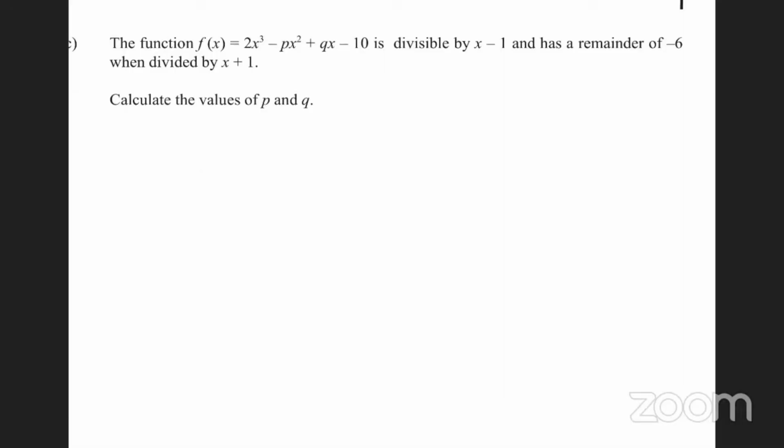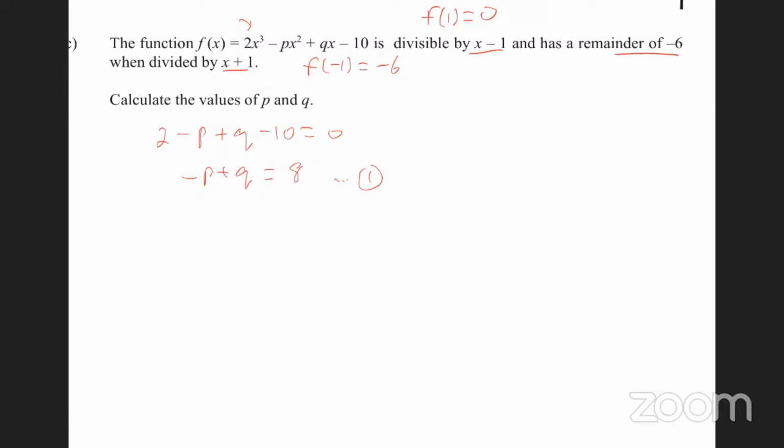Right? So if something is divisible by x minus 1, it means f of 1 is 0. If the remainder is minus 6, it means that f of minus 1 is minus 6. Those are the remainder and factor rules. So when I plug in 1 in here, I'll get 2 minus p plus q minus 10 is 0. So I get minus p plus q is equal to positive 8.